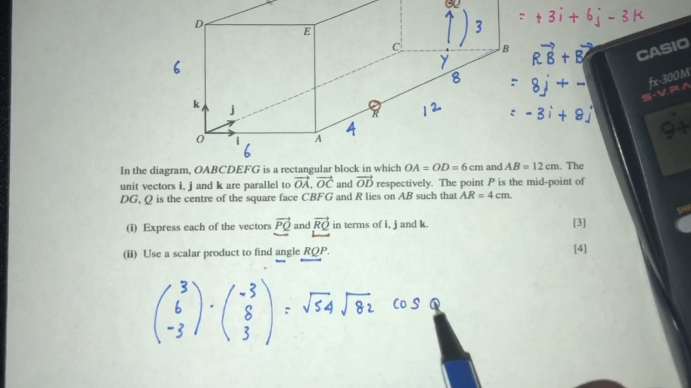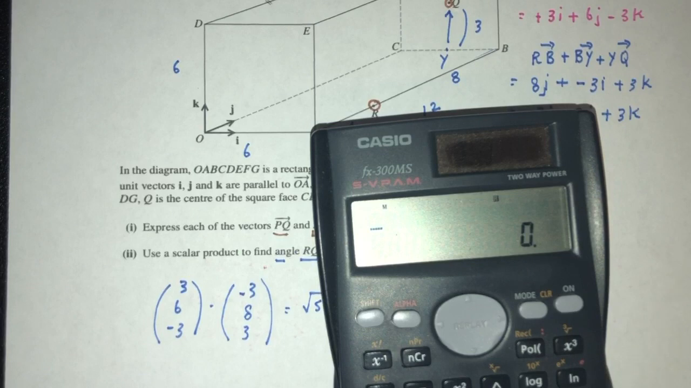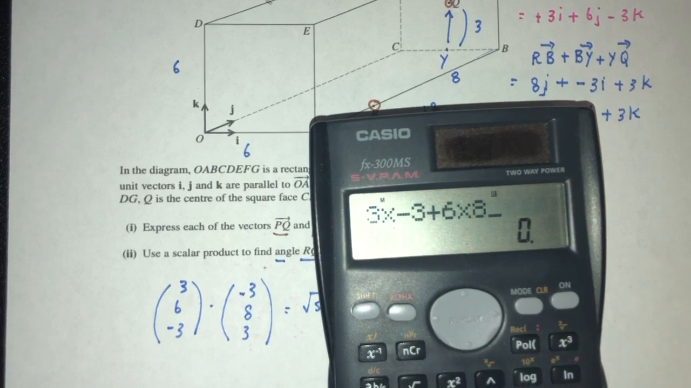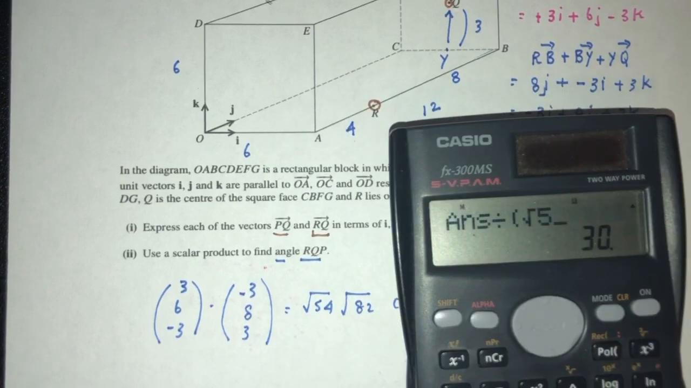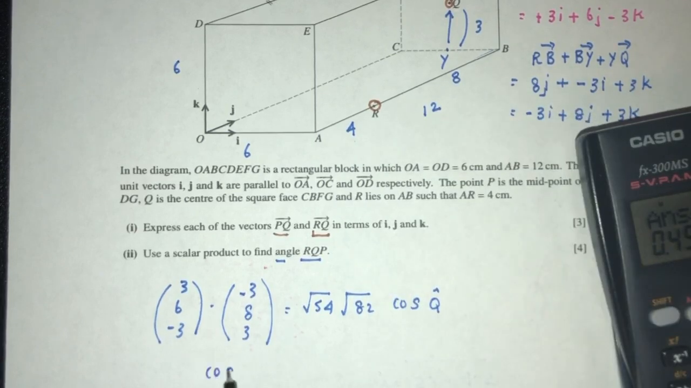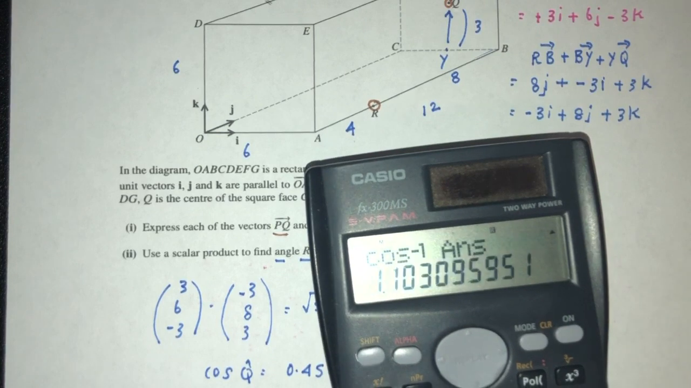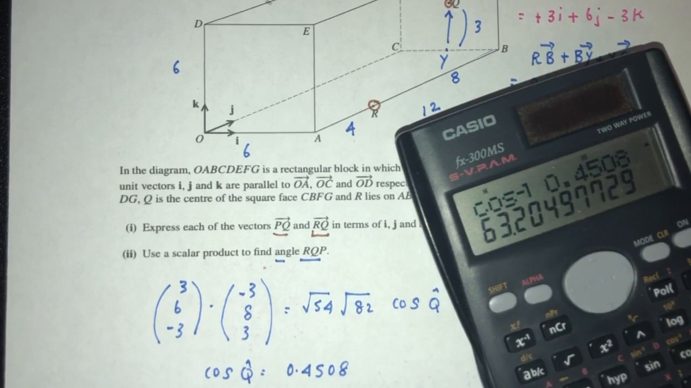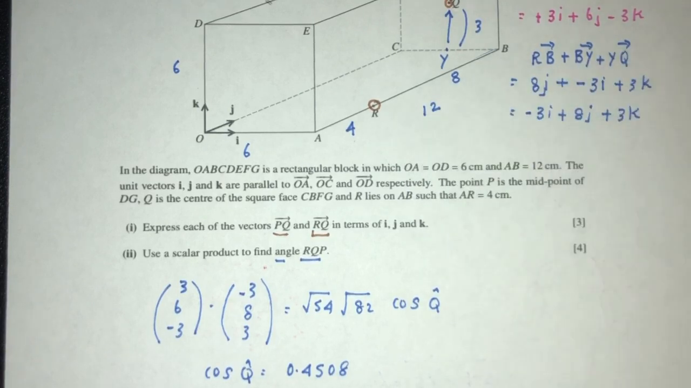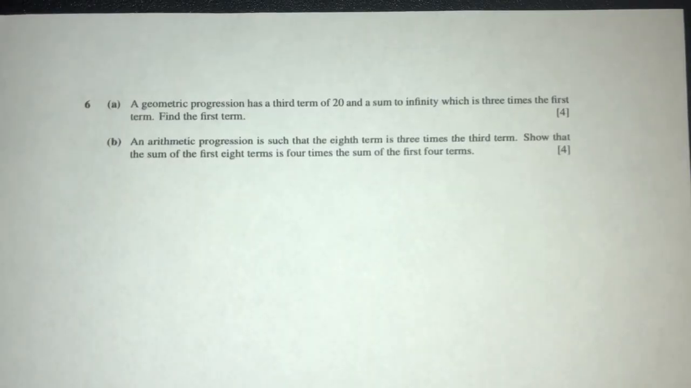Cos of the angle Q. Simplify, dot product, 3 times minus 3 plus 6 times 8 plus minus 3 times 3. That should be 30. Divide by root of 54 times root of 82. So cos of Q will be 0.4508. So Q will be cos inverse of that, and radians is this, but let me find degrees. Cos inverse of 0.4508, that should be 63.2 degrees correct to 1 decimal place. Let's move on to the next question.